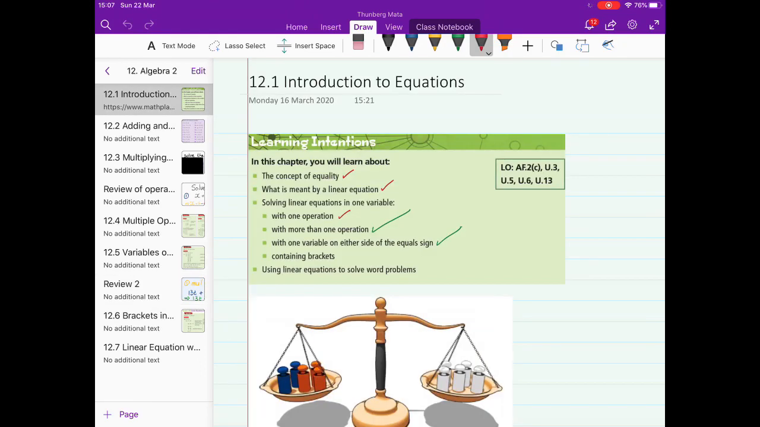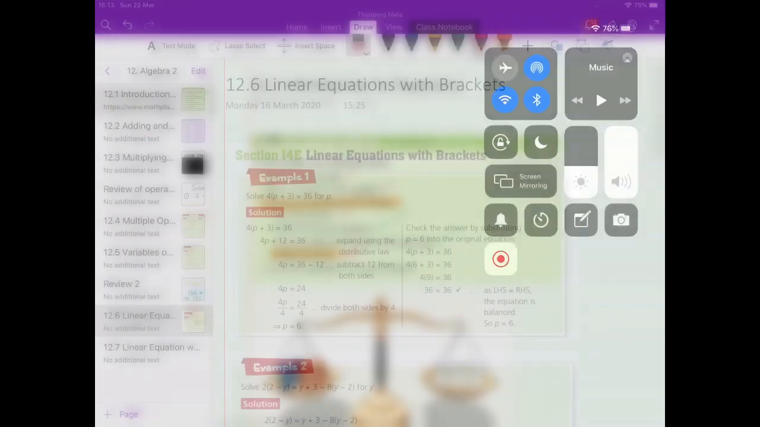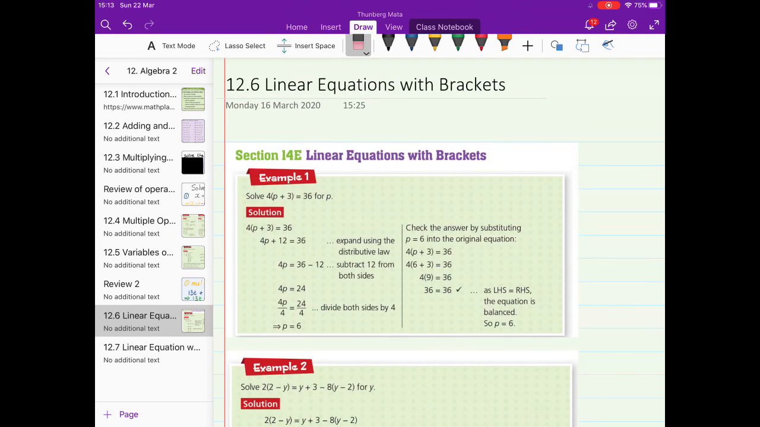Now, what we're going to do in the main part of today's video is we are going to look at solving linear equations in one variable that contain brackets. So that's what we're going to learn today. We're going to learn how to solve linear equations in one variable that contain brackets. The next topic we have is linear equations with brackets.